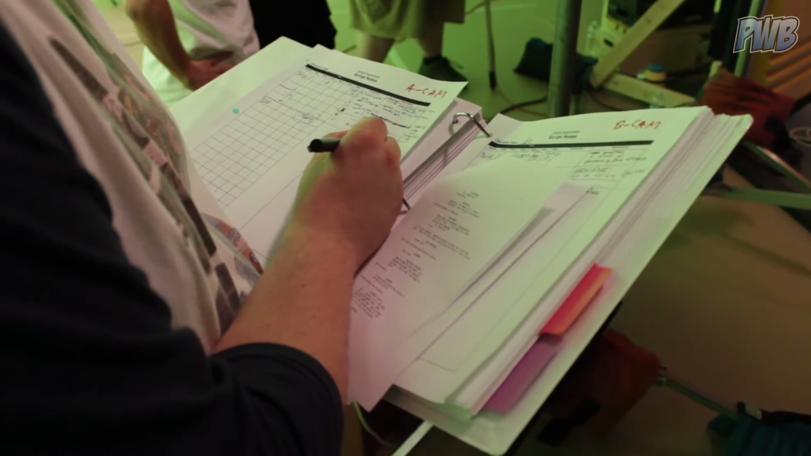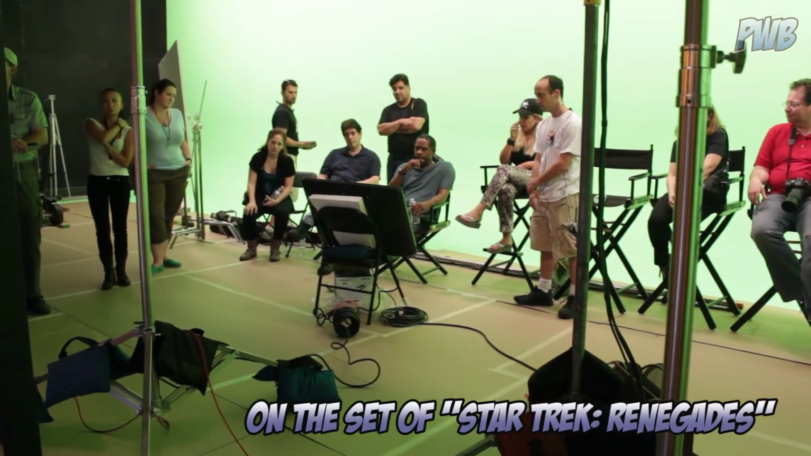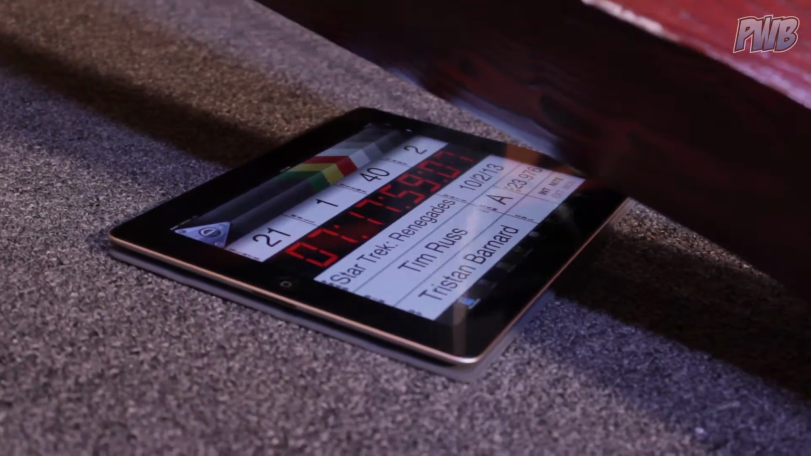Andra, what on earth does a Script Supervisor do? Good question. A Script Supervisor gets a copy of the script, and we keep track of everything that's shot during the day. We watch for continuity. What does that mean? What's continuity?